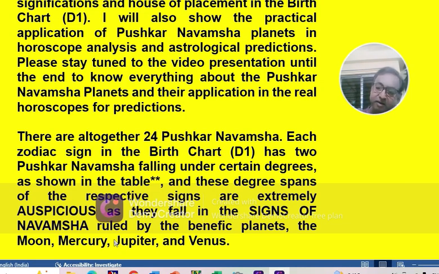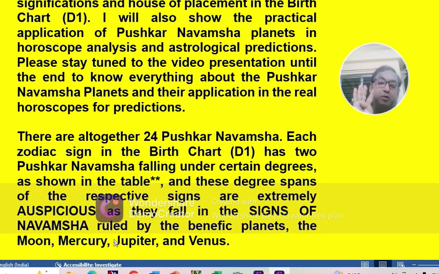When a planet is in the Pushkar Navamsha degrees, it will go to the zodiac sign belonging to the natural benefic planet in the Navamsha. They will not go to the zodiac sign ruled by Sun, Mars and Saturn. They will never go. Any planet in the Pushkar Navamsha in your birth chart will never go in the Navamsha to the zodiac signs ruled by the Sun, Mars and Saturn.